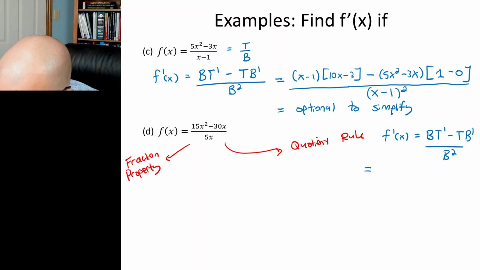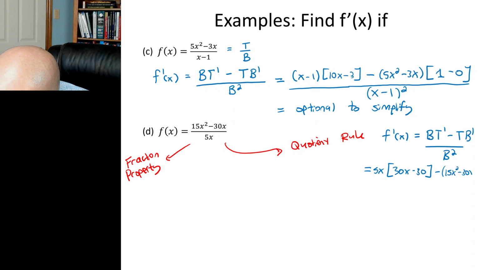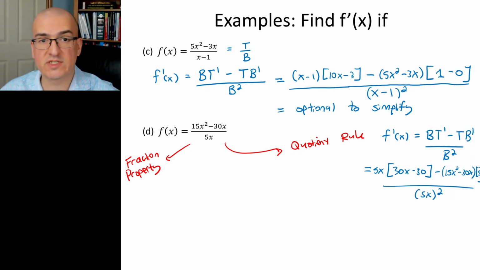So the bottom function is 5x. Times the derivative of the top, 30x minus 30, minus the top function, 15x squared minus 30x, times the derivative of the bottom, which is 5. All divided by the bottom squared, 5x all squared, which you could simplify if you want.